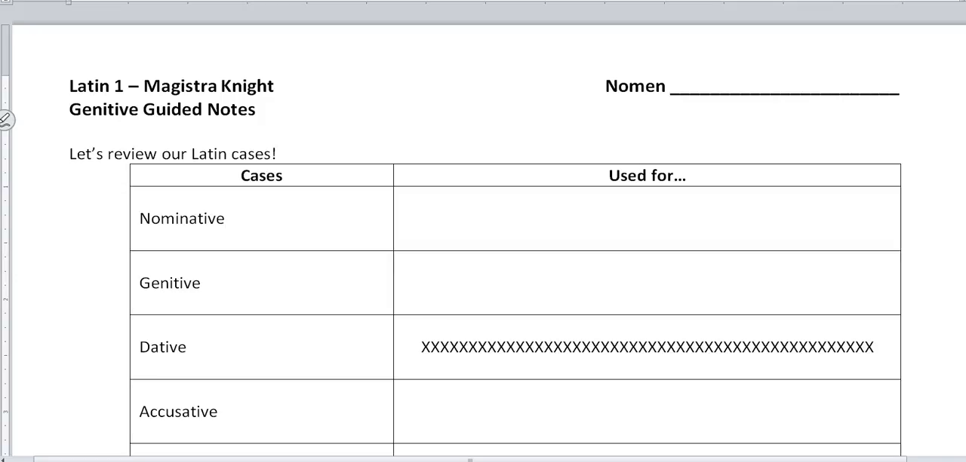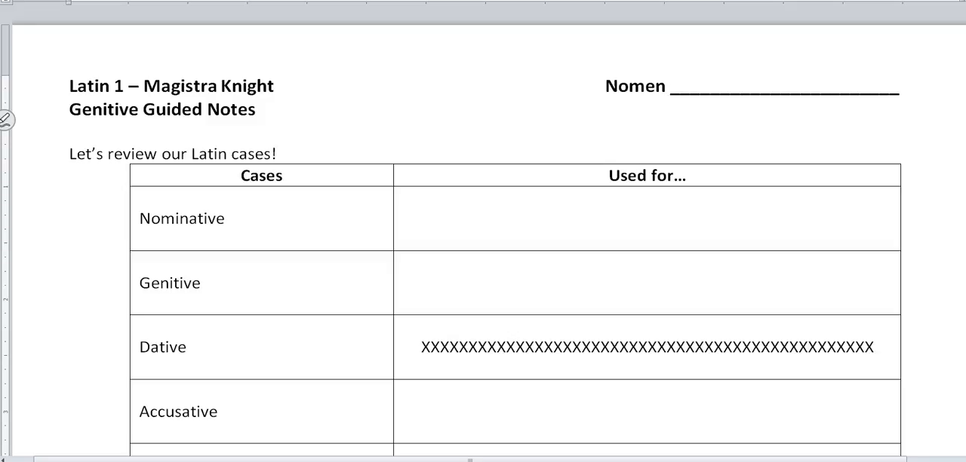So if you're still feeling iffy on noun charts, go back to Moodle, listen to those songs, practice the songs in the shower or in the car on the way to school, whatever it happens to be, so that you're really confident on those forms, particularly the genitive forms for first, second, and third declension and for those neuter ones.